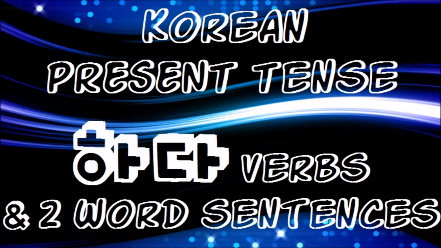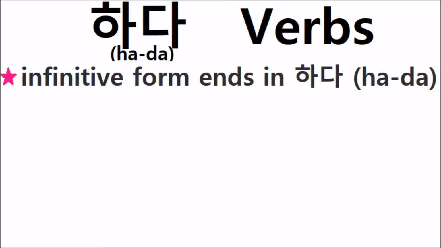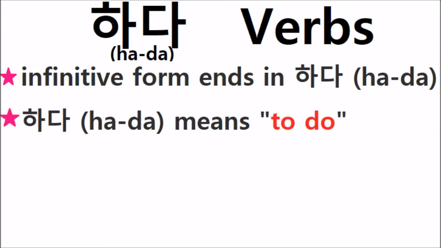This lesson is on conjugating hada verbs to the present tense. A hada verb is any verb whose infinitive form ends in hada. Remember, an infinitive form of a verb is one that translates as "to verb." Hada is a verb in itself. It means "to do."